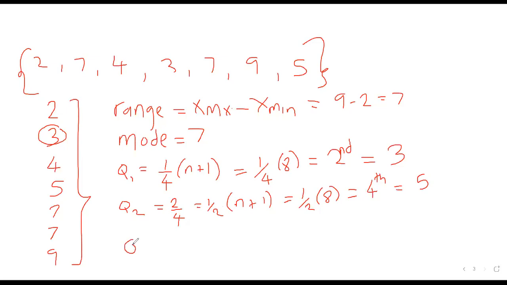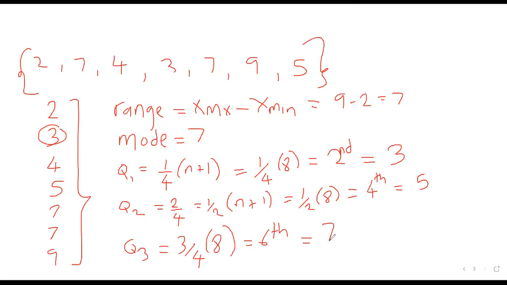Then we go to the third quartile. It's 3 quarters or 75%. 3 over 4 times n plus 1. 3 quarters of 8 is the 6th number. What is the sixth number here? 7.